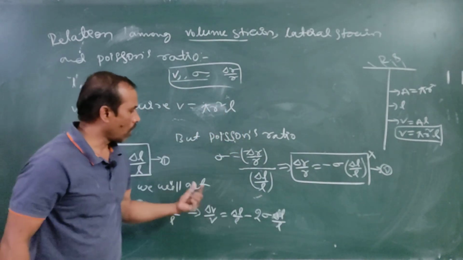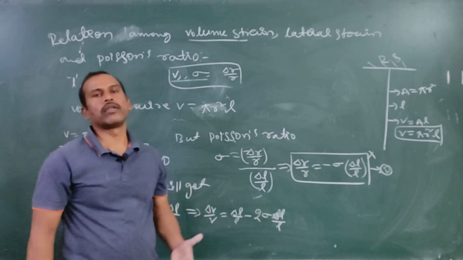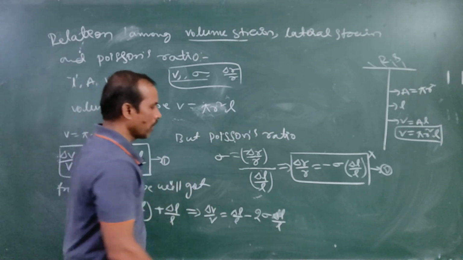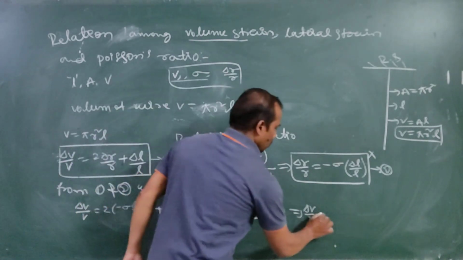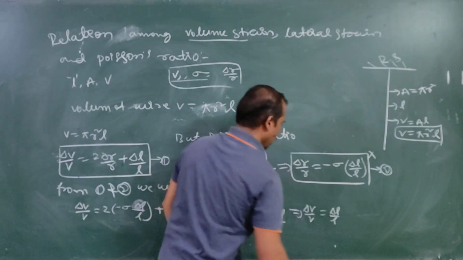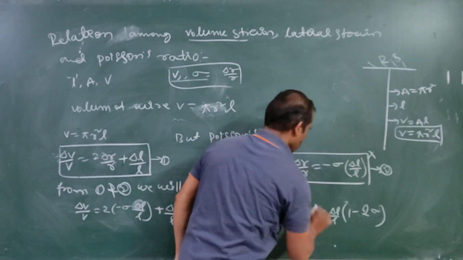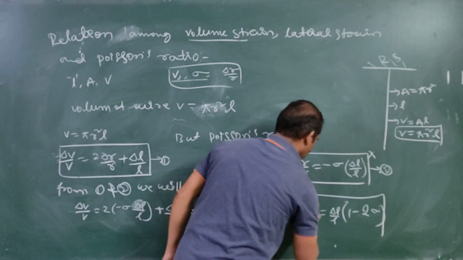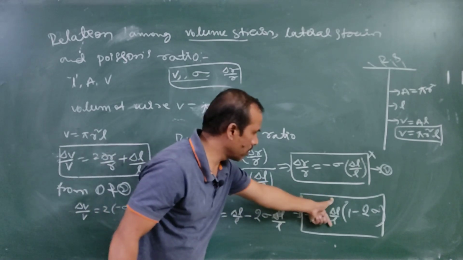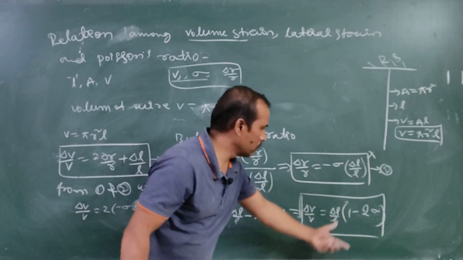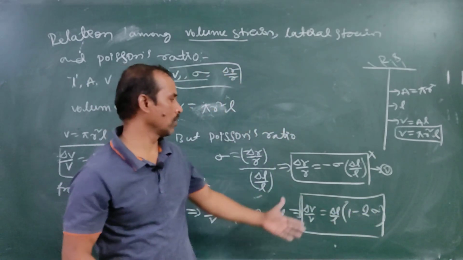In this equation, the common term delta L by L, the longitudinal strain, is taken out. So delta V by V, the volume strain, is equal to delta L by L into the remaining terms, 1 minus 2 sigma. This is the relation among volume strain, lateral strain and longitudinal strain, where sigma means Poisson's ratio. This is the main formula.